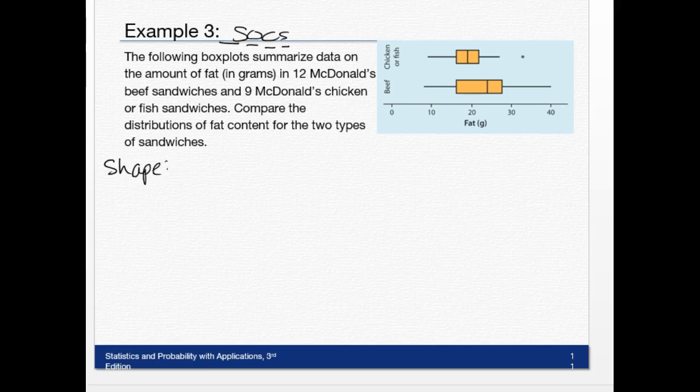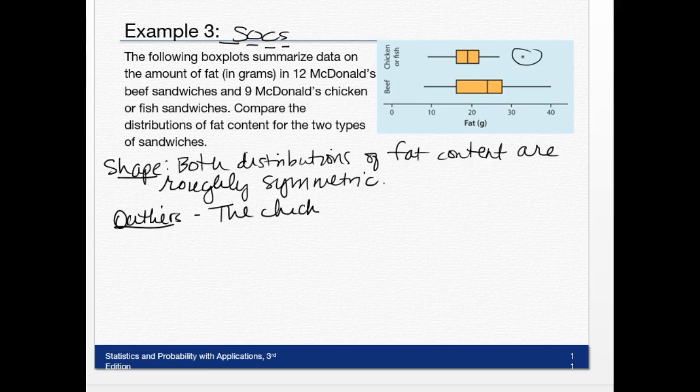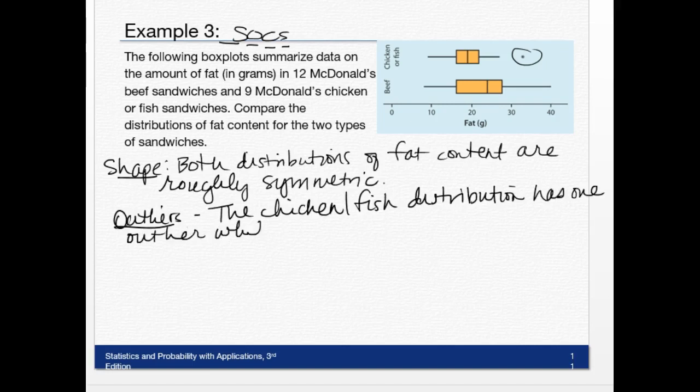For shape, we look at this shape. Both of these are generally symmetric, kind of in the middle, not too skewed. So we would say both distributions of fat content are roughly symmetric. Outliers: notice that chicken and fish have one outlier. The chicken and fish distribution has one outlier, while the beef has none. Notice I put it in one sentence. I didn't do separate sentences. That's a comparison trick we will do.